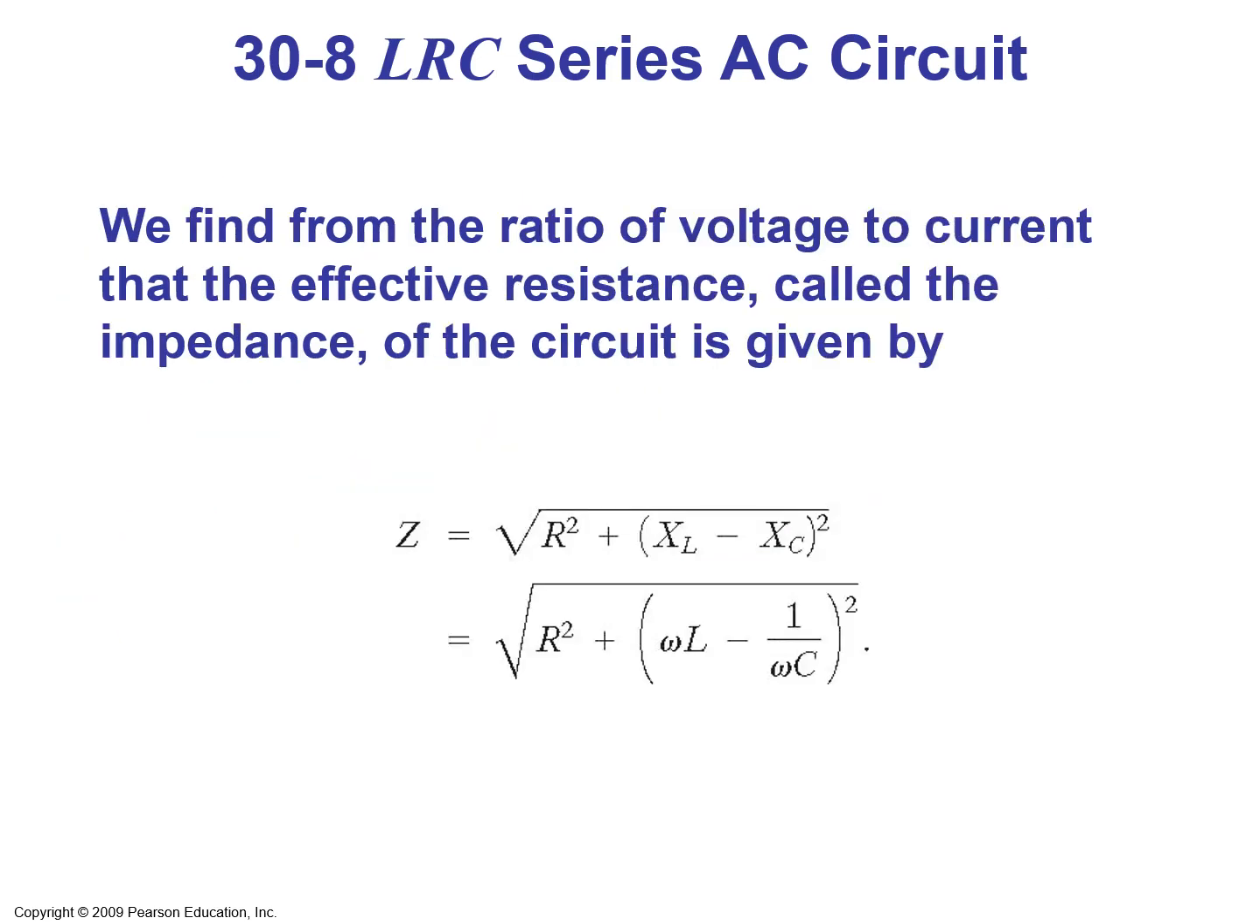We find from the ratio of voltage to current that the effective resistance, called the impedance of the circuit, is given by Z equals the square root of R squared plus (XL minus XC) squared, where XL is the reactance of the inductor and XC the reactance of the capacitor. This can be written as the square root of R squared plus (omega times L minus 1 over omega times C) squared.